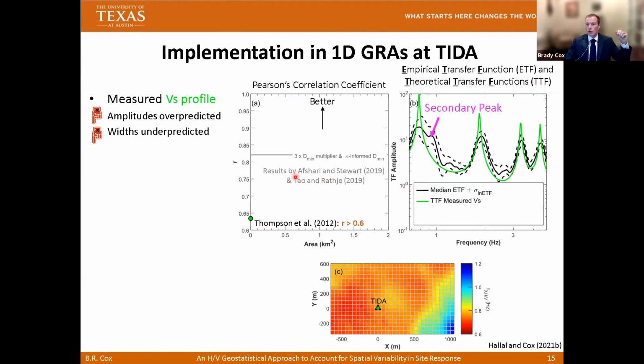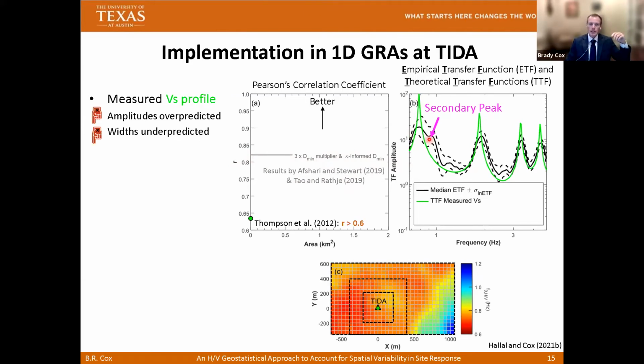There's been others who have performed site response work at Treasure Island. For example, Afshari and Stewart in 2019, and Tao and Professor Ellen Rathje in 2019. And they both found that by modifying the damping that they use in the viscoelastic theoretical transfer function, they were able to get R values close to 0.82. So simply by changing the damping, they were able to better predict the site response, because that would bring down the peak and broaden it somewhat.